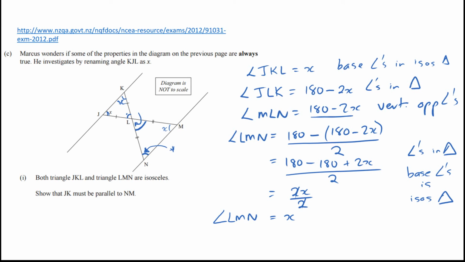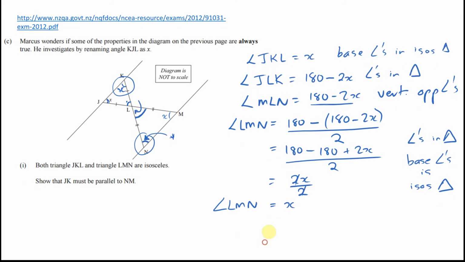So what we can see here now is that these two angles are both x, these two angles are both x. If I just look at this angle here and this angle, they are on alternate sides of line KN. They are exactly the same, and we've got two lines going through here, JK and NM. So it looks like we've got alternate angles here. Alternate angles are equal, therefore JK must be parallel to NM.